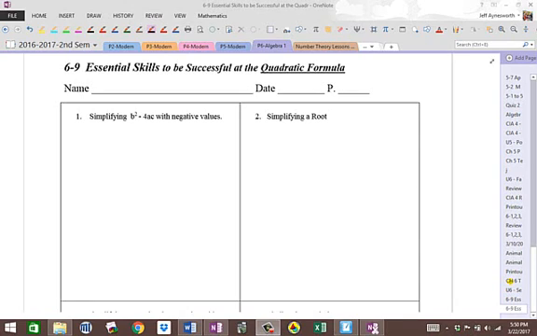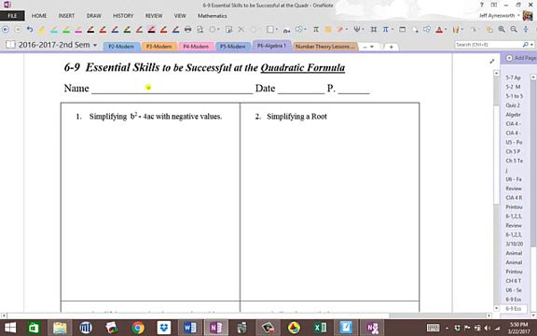I'm going to get into the essential skills to be successful in your next lesson on the quadratic formula. Oh, yeah, we're in Algebra 1 here, and we're going to get into all the different components to be successful on this lesson because it's not easy. All right, so let's go with skill number 1.